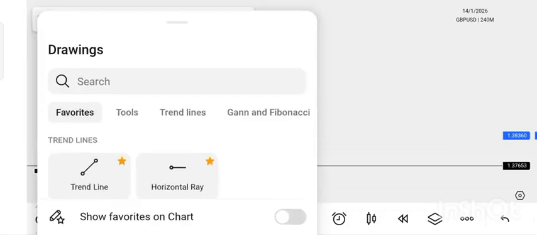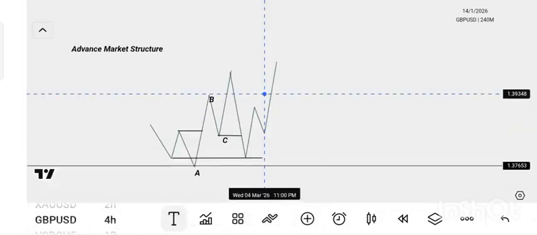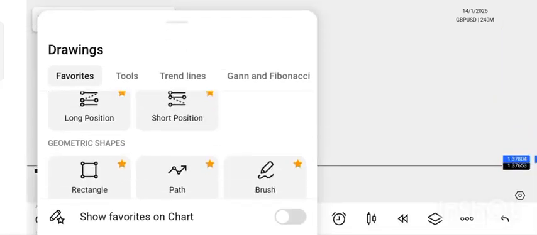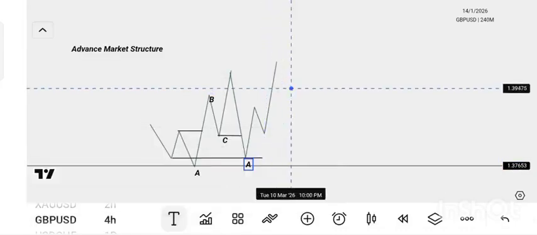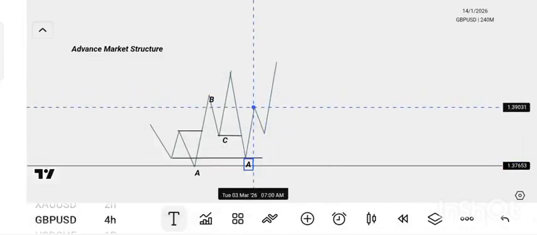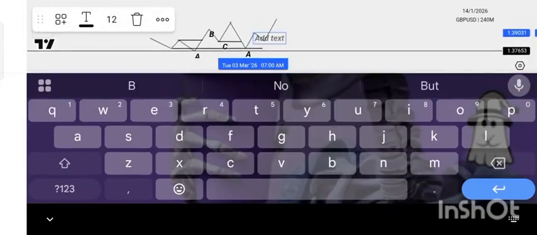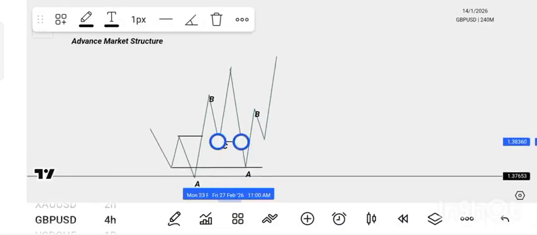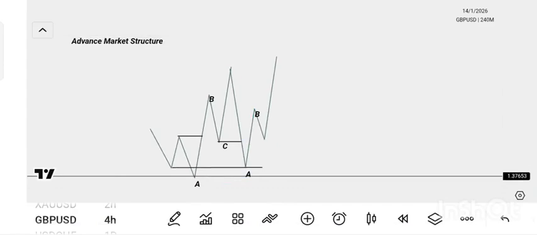And this point is now our A point. This is our A point, our B point. When we are talking about liquidity, we are going to be explaining all of this.